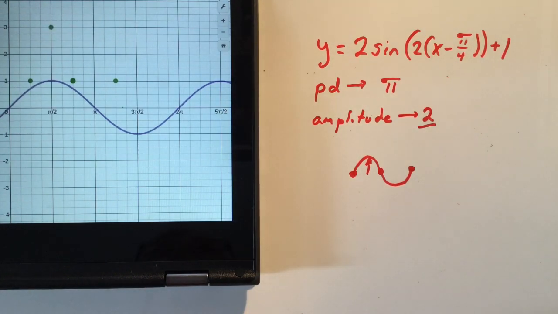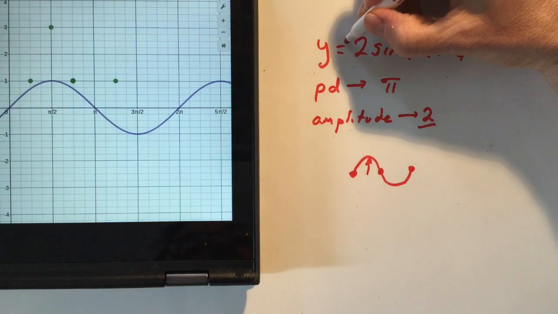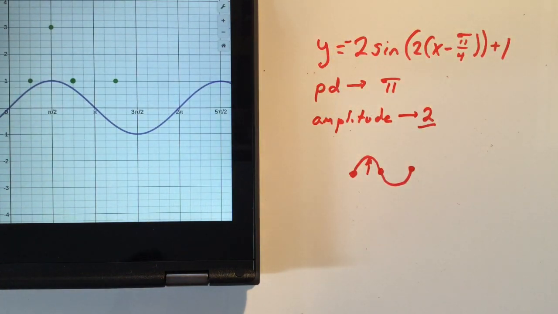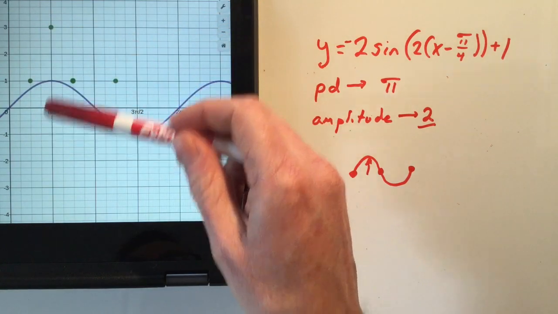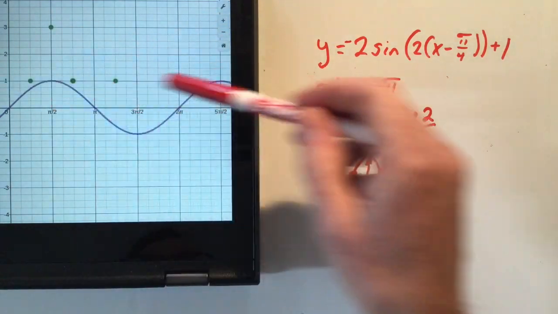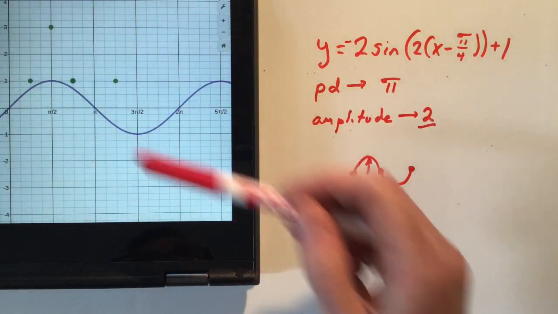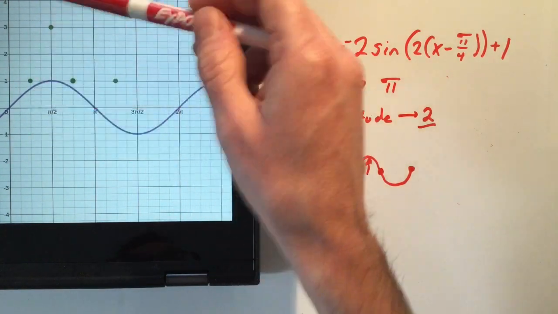Sir, what about the vertical reflection? Yes, vertical reflection, of course. If there had been a negative here, which there wasn't, this would not have been a max, but instead a min. So from that principal axis, you would go down 2 instead of up 2.